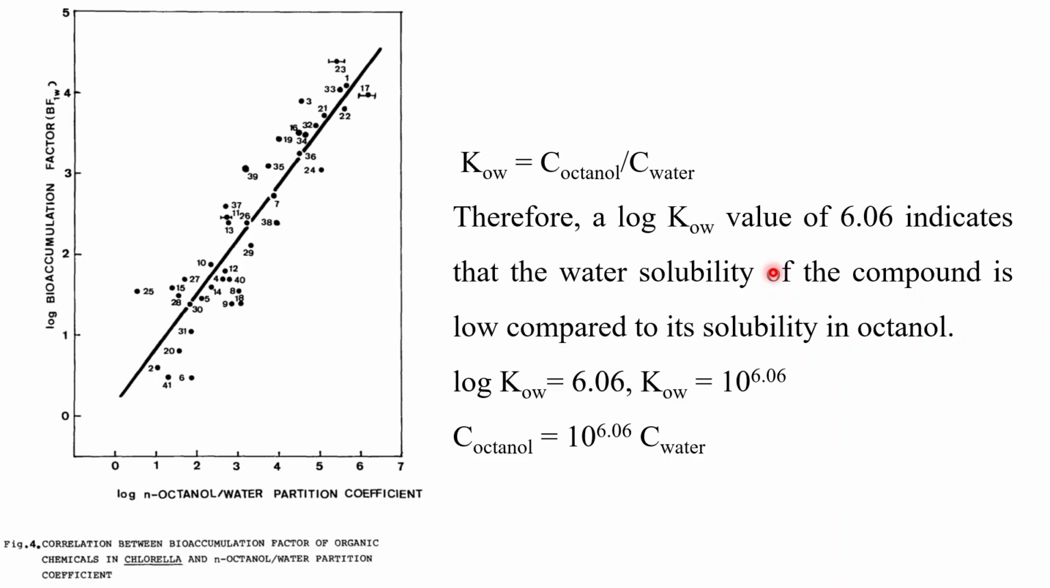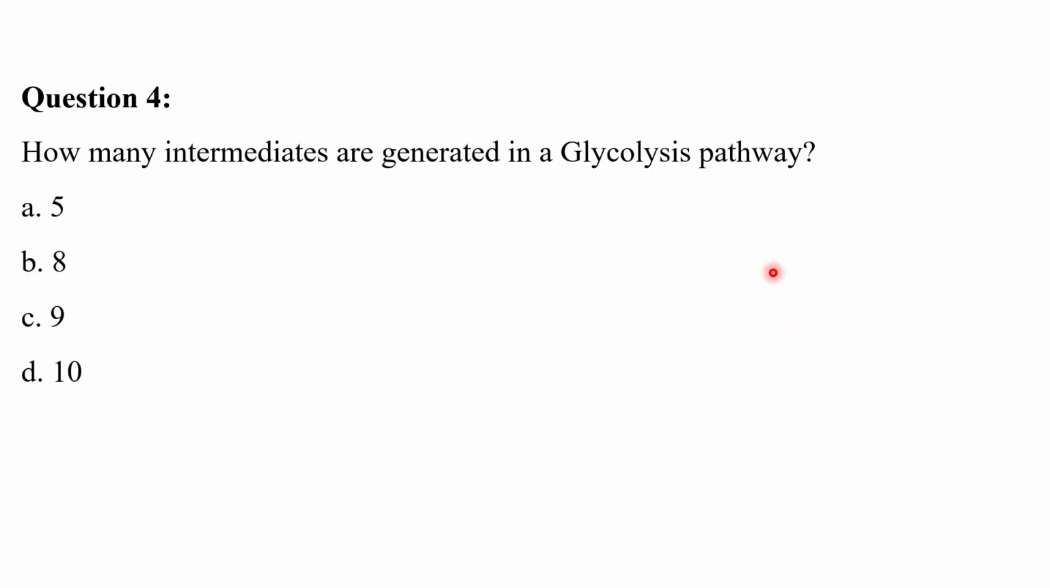Okay. So moving on to the next question. Question number 4. How many intermediates are generated in a glycolysis pathway? So we have to tell how many intermediates are generated in a glycolysis pathway. So what is a glycolysis pathway?